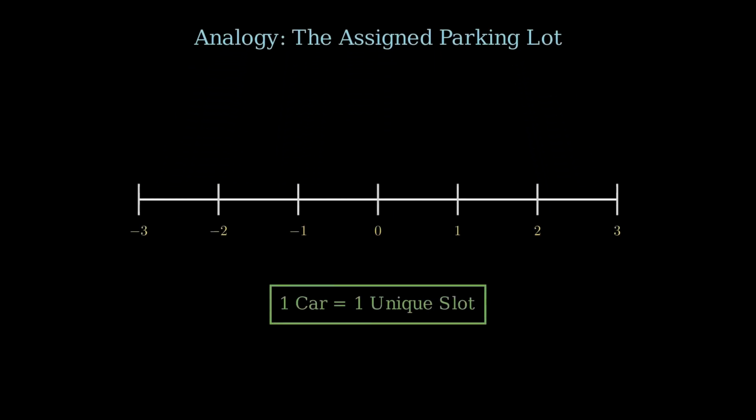Think of the number line as a giant parking lot, where every single car represents a real number. Each car has one specific assigned parking slot, and no two cars can share the same space. This is what we call a one-to-one correspondence.